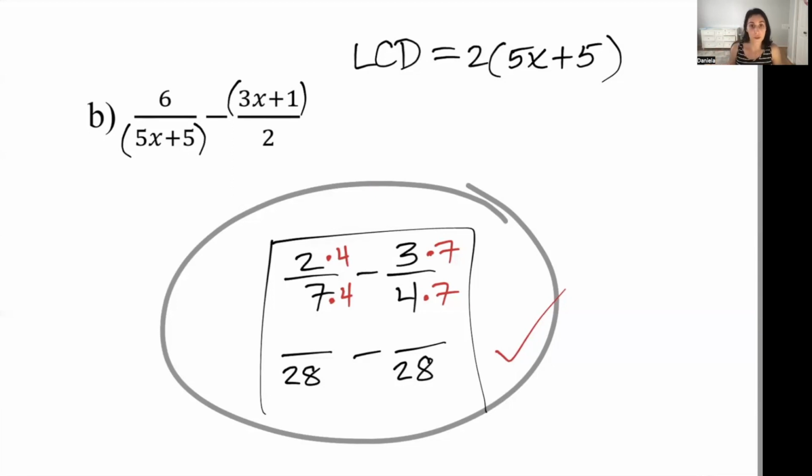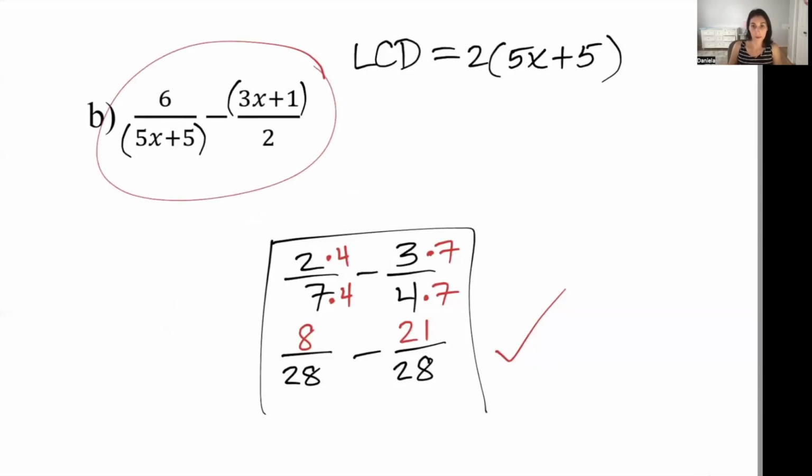Anyway, right? So then you would end up having 2 times 4, which is 8, and then 3 times 7, that would be 21. And then now you have common denominators, and you would go ahead and combine the numerators, right? So we're going to do the same thing back to algebra 2, right? So the harder stuff.